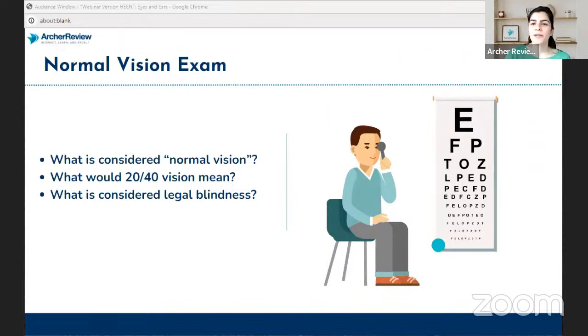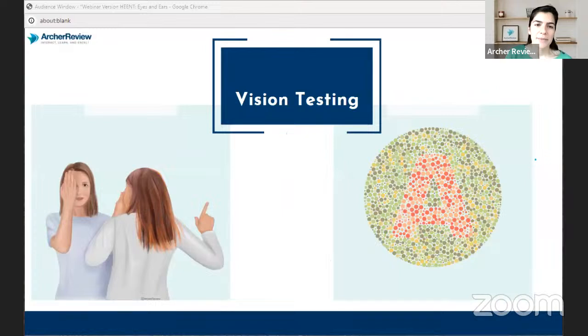So you have your Snellen chart, let's talk about some other vision testing. You also want to test for peripheral vision. So that's going to be the visual fields by confrontation exam. You're going to have the patient cover one eye, you're going to cover your same eye, and you're going to bring your finger in and test their peripheral vision. And then you also can test for color blindness.